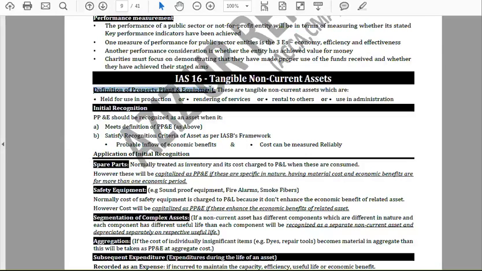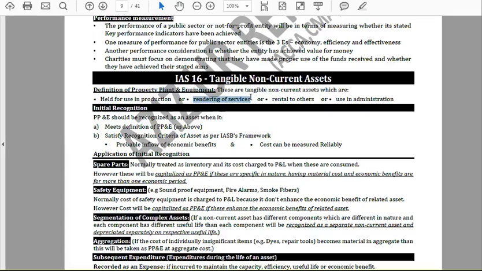Definition of property, plant and equipment. These are tangible non-current assets. These are the non-current assets which have physical existence and are held for use in production. Normally, these assets are held for use in business or rendering services. Maybe we hold these assets for rendering services.